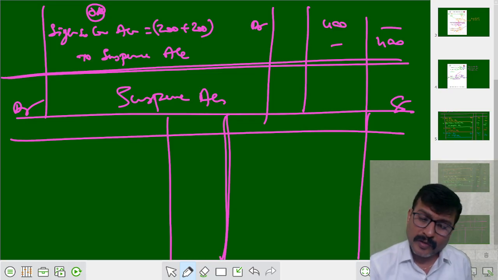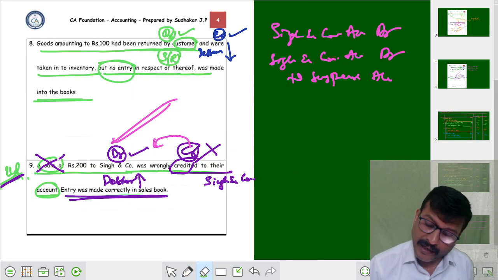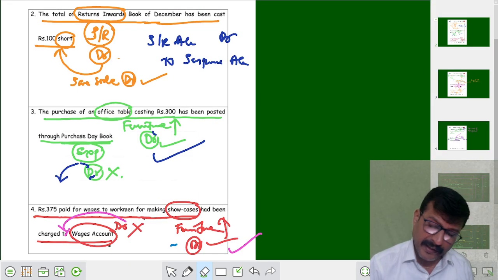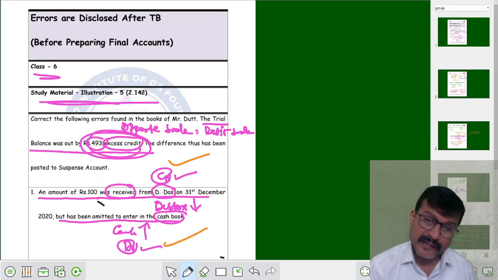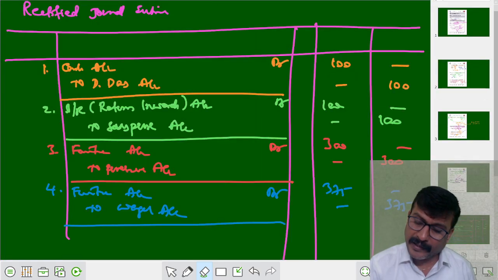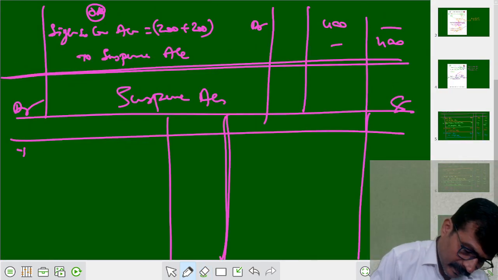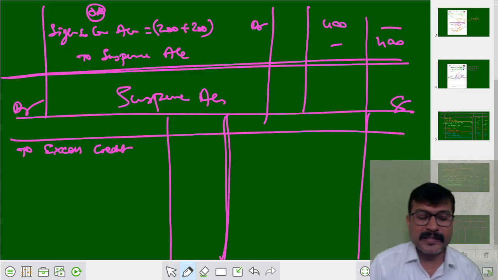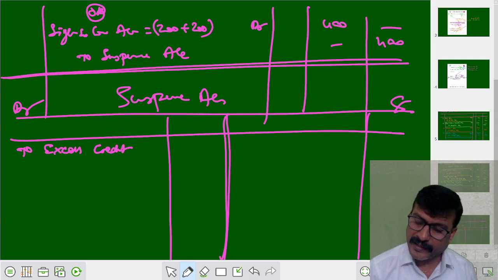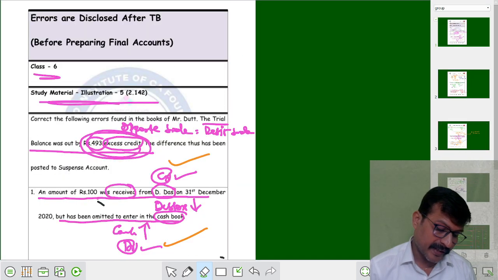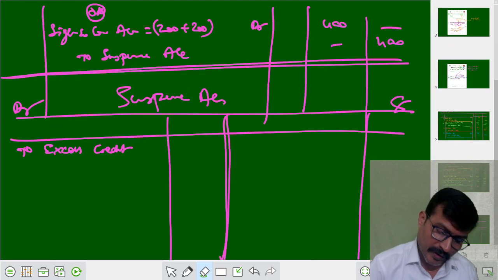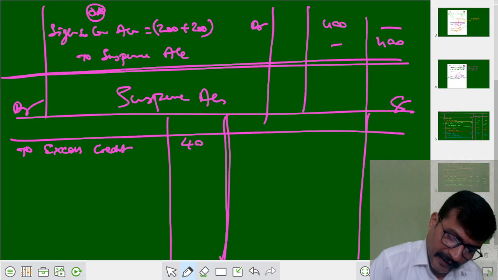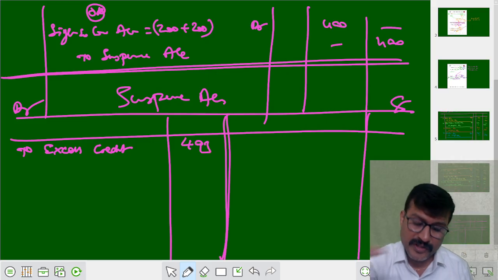Shall we write? So when you concentrate on the first entry, we have excess credit है ना. किधर लेना excess credit? बोले तो opposite side. Opposite बोले तो किधर लेना? Debit side में लेना है ना. So let us write to excess credit. How much amount is excess credit? The amount of excess credit is 493. So we have to take 493.